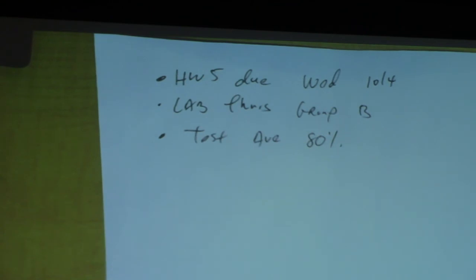The lab this week is for Group B only. So Group A did the experiment last week. It's collision. This week is Group B. And we'll meet in room 212 as usual.